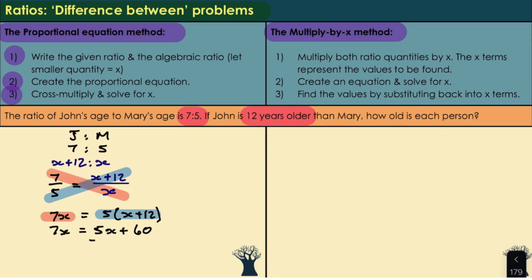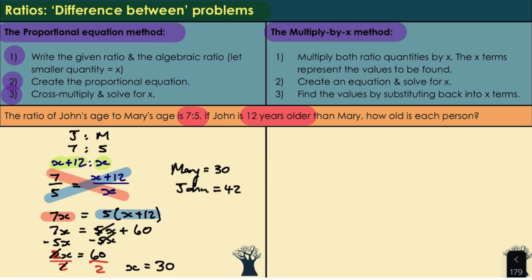We subtract 5x on both sides. On the left we have 2x, 5x is cancelled on the right, and we get 2x equal to 60. Coefficient of x is 2, we divide by 2 on both sides. 2's cancel, x comes down, and 60 divided by 2 is 30. Now we look back in our original ratios, and we see Mary is x, so we know that Mary is 30. And we see John is x plus 12, that is 30 plus 12, so John is 42.